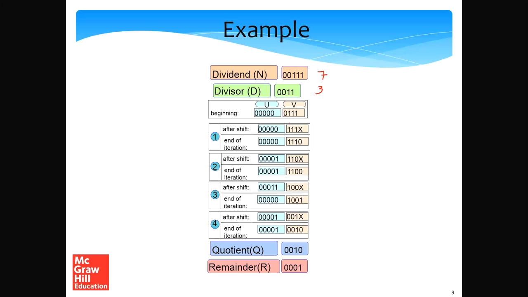So after the shift, 111 comes here, and x means that this bit we don't care. Then what we do is we try to subtract the divisor from this number, and since we don't have anything, we write a 0 over here. Since the result will be negative, right? 0 minus any number is negative. We write a 0 here.